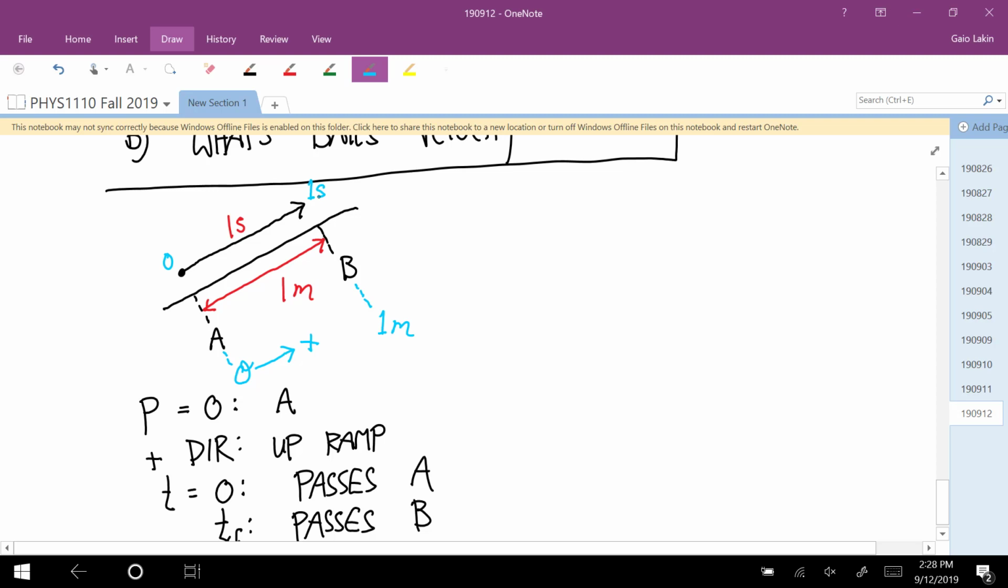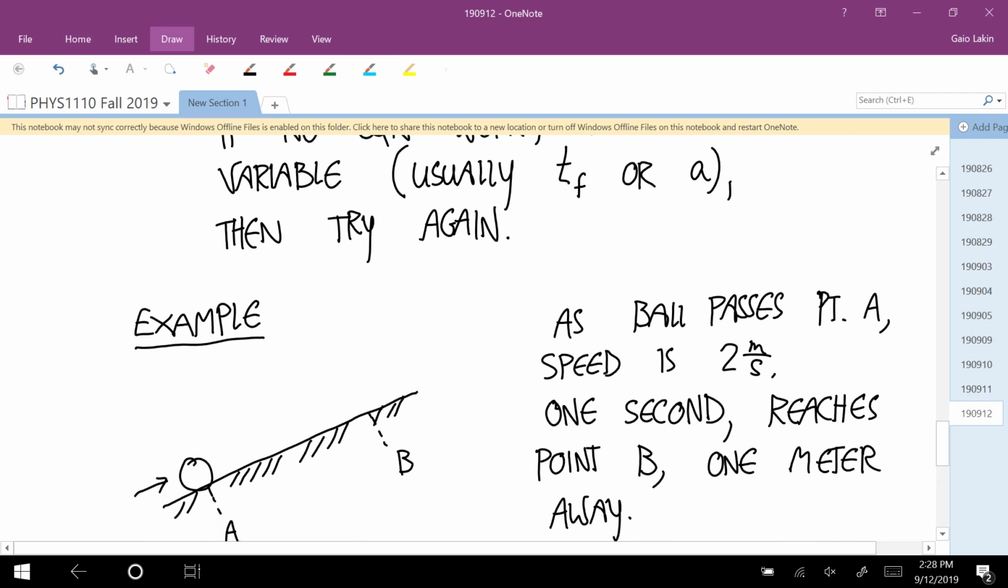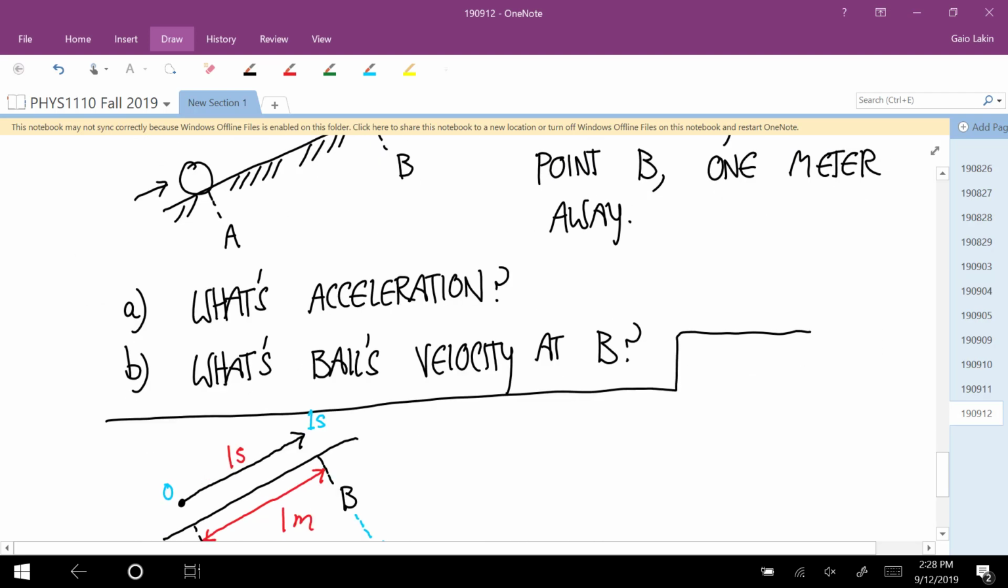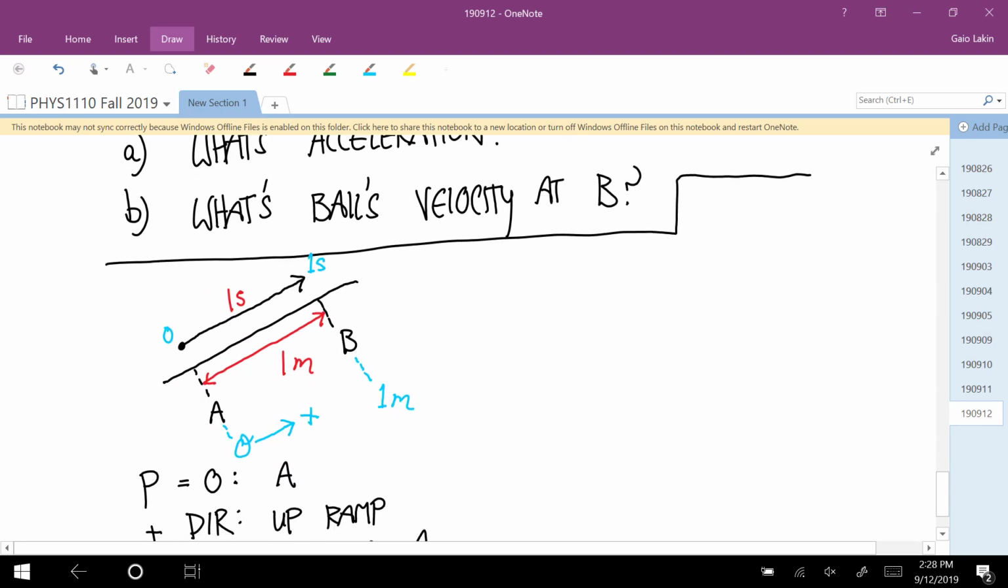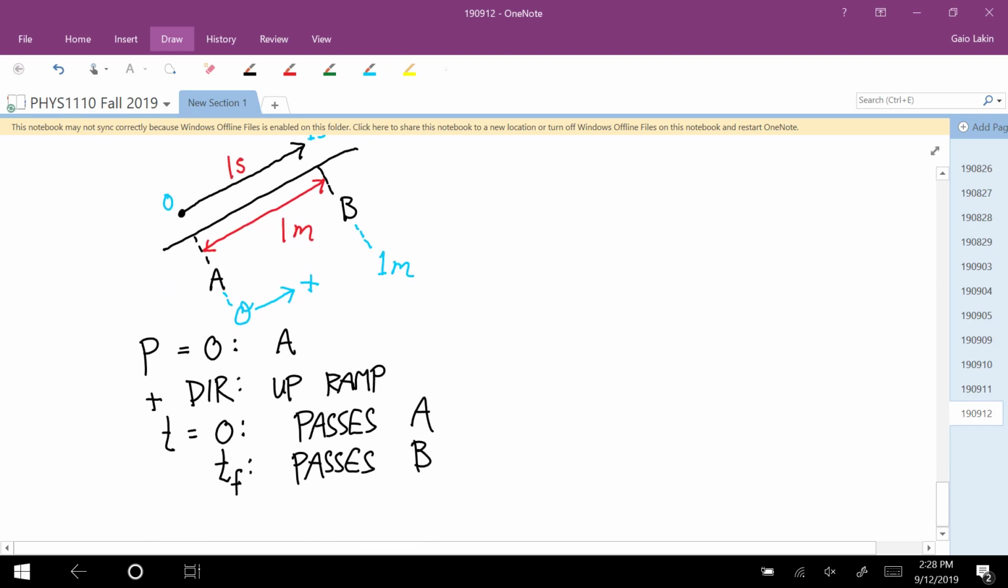And if you notice here, we're given a speed of 2 meters per second. That's not a velocity. In order to make that a velocity, we have to include directional information. But now that we've chosen the positive direction to be up the ramp, is the ball's velocity positive 2 meters per second or negative? Positive, yep. Because it's moving in the direction that we chose as positive.